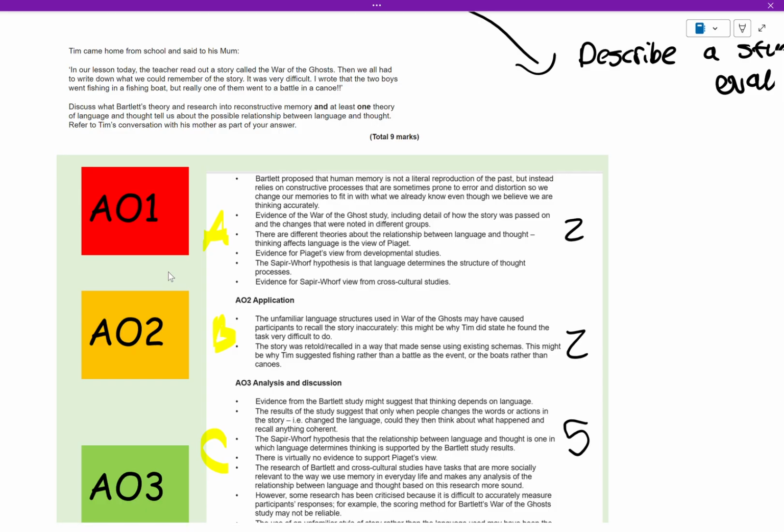So it's a theory that investigated reconstructive memory. It says we record different pieces of information and then recombine them to make a whole and to make meaning of the situation. You can also say that we are prone to error when we reconstruct our memory. And then you can also talk about the evidence of the War of the Ghosts. In the War of the Ghosts study, this reconstructive memory theory can be seen as participants changed the order, changed different words, and so on.